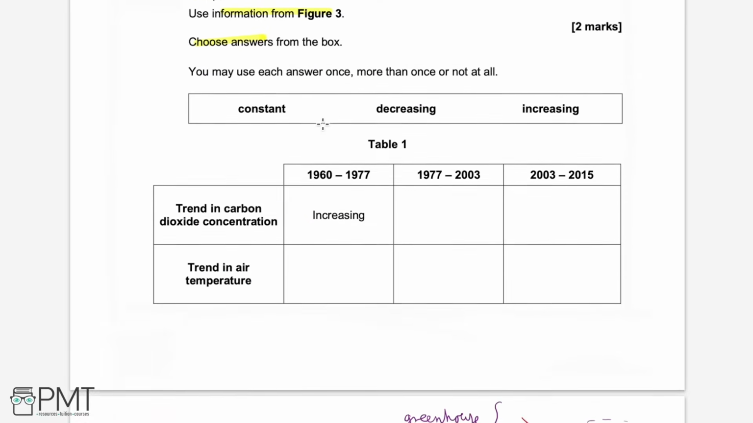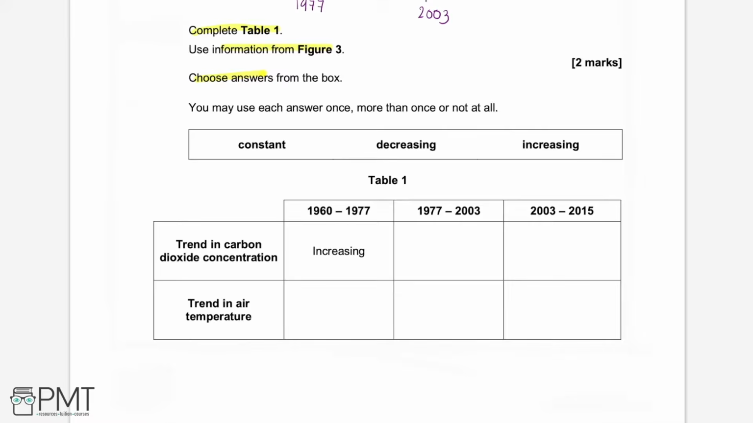Let's fill in these things on the table. Well, first of all, for carbon dioxide, all three boxes will have increasing, and for air temperature, it'll be decreasing, followed by increasing, and finally constant. You get 1 mark each for each of the rows.